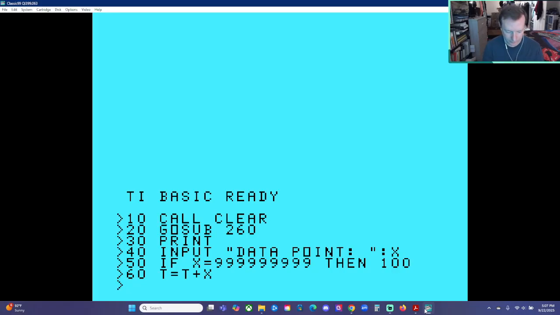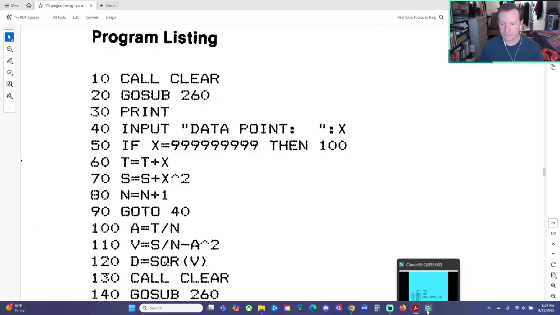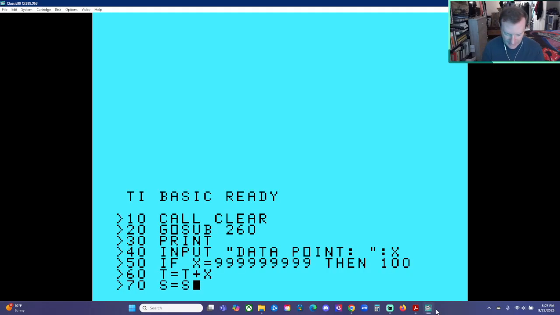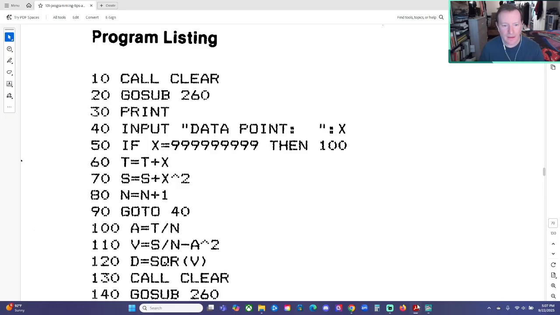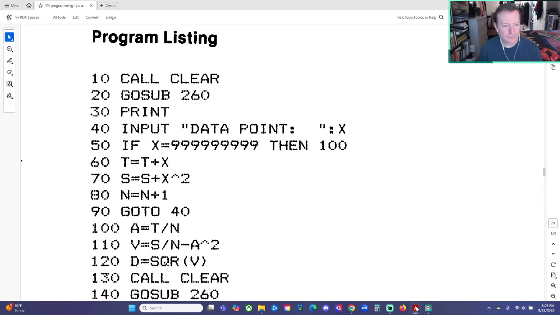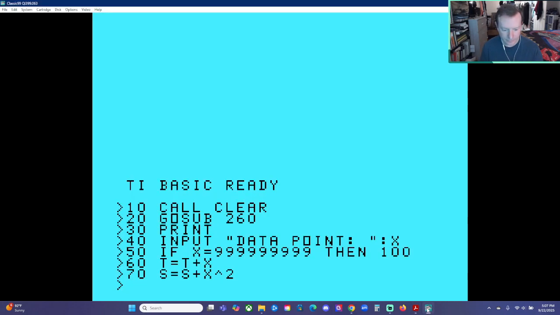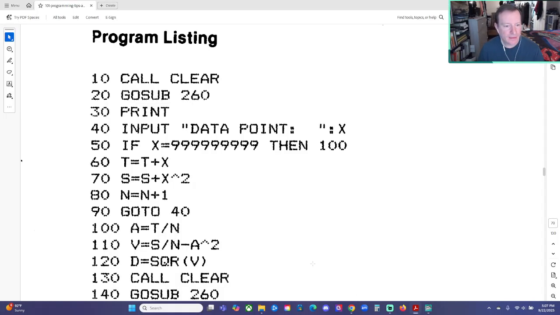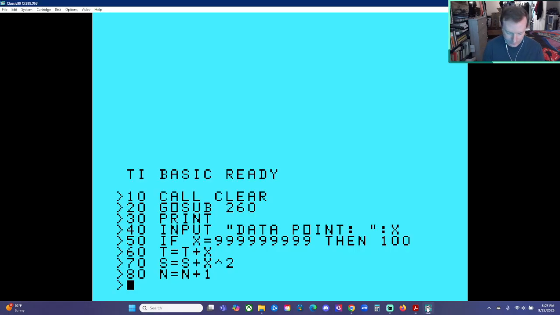60, T equals T plus X. 70, S equals S plus X to the second power. 80, N equals N plus 1. 90, go to 40.